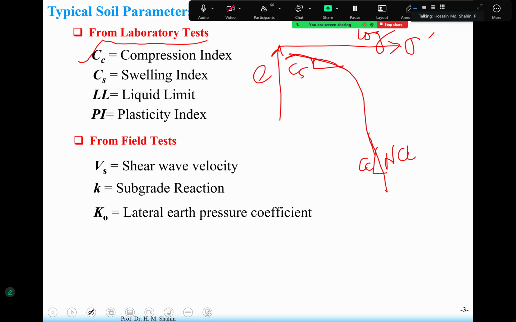Compression index and swelling index, for calculating the settlement or displacement of clay type soil. Then liquid limit and plasticity index. These we get from the laboratory, from the consolidation test or oedometer test, you can say. Then from the field we also get Vs, the shear wave velocity. Then K, subgrade reaction. Then K naught, the lateral earth pressure coefficient, we know. So these parameters we can get even from the field.